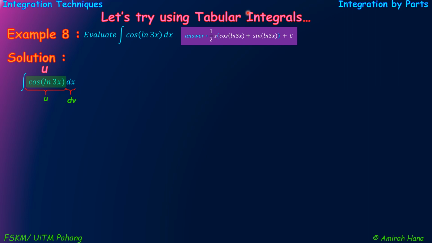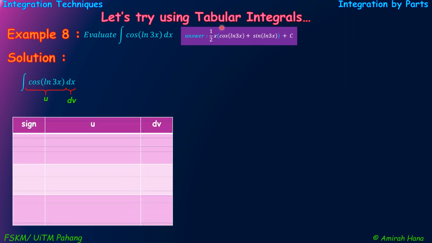Right? When we use tabular integrals, we need to use a table with 3 columns. Okay, the first column should be sign, the second column should be u, and the third column should be dv. In column u, we need to differentiate, while in column dv, we need to integrate. Okay, so now we have u equals cos ln 3x, so we put it here, and dv equals dx. Okay, so we put it here, right?